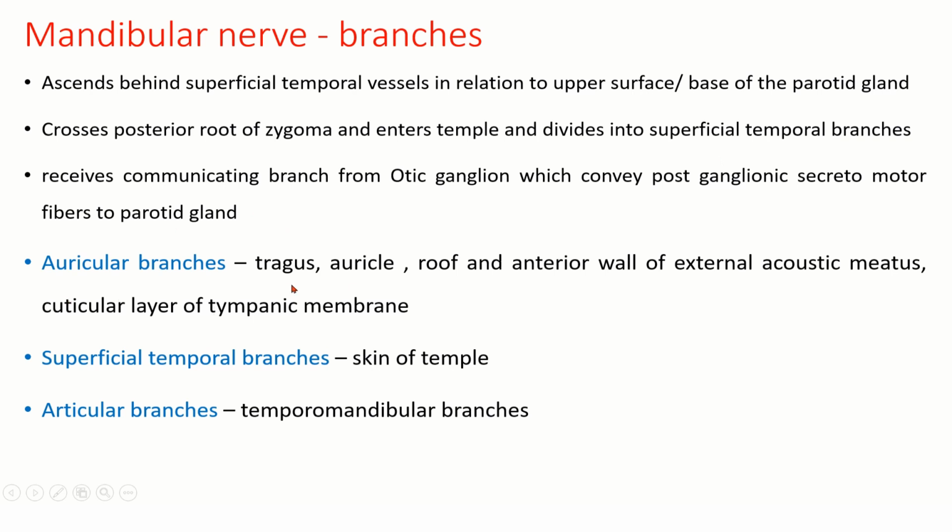Auricular branches supply the tragus, auricle, roof and anterior wall of external acoustic meatus. Then cuticular layer of the tympanic membrane. Then superficial temporal branches supply skin of temple, and articular branches supply the temporomandibular joint.